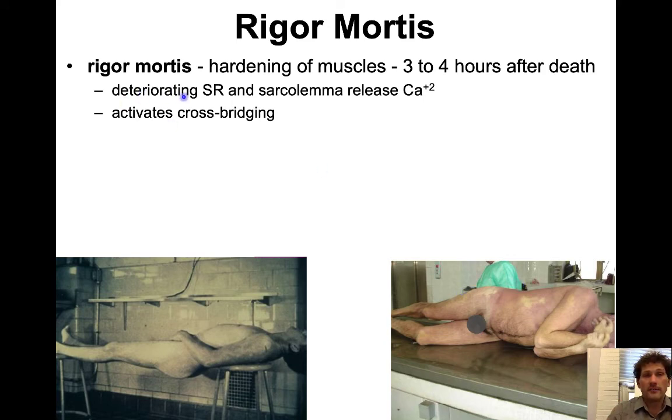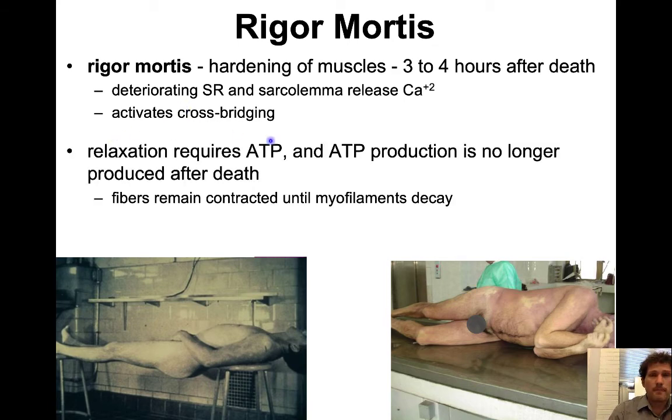As our sarcoplasmic reticulum and sarcolemma are breaking down and releasing calcium, it's activating that cross-bridging. So we get this flood of calcium. It opens up those active sites. The myosin heads bind, and we get these cross bridges. Well, it requires ATP to break those cross bridges. And ATP is no longer produced after we die.